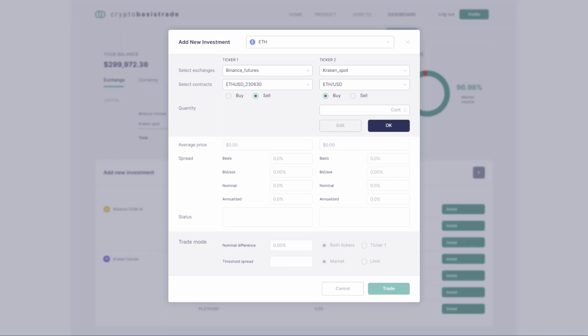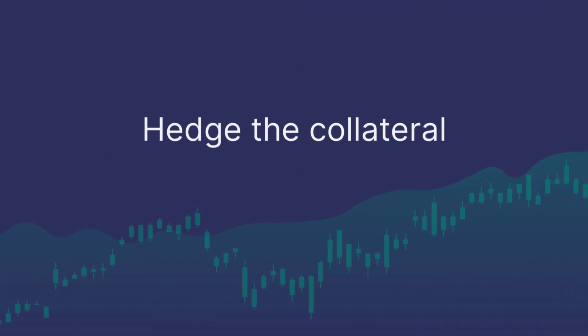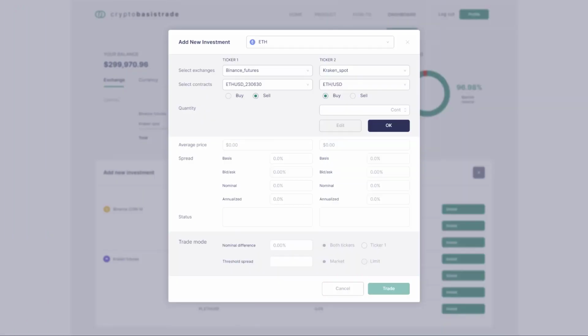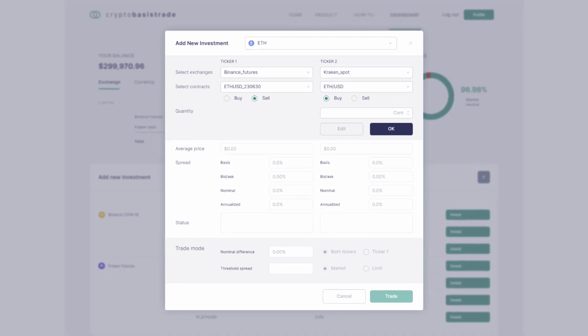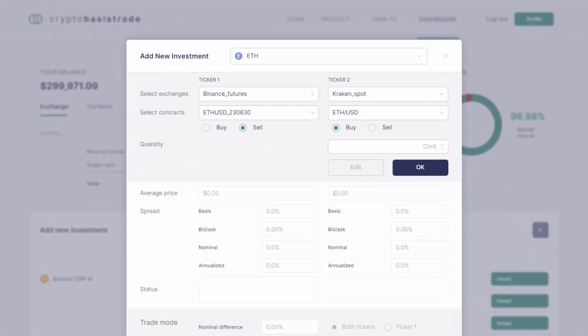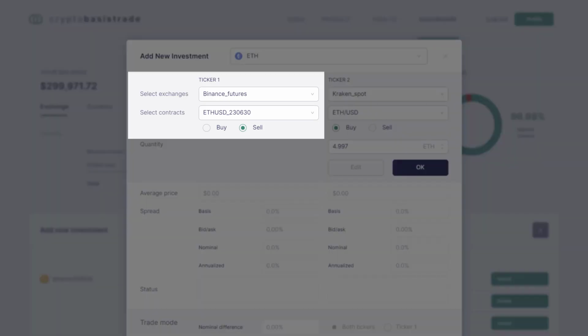Currently, we have about 5 Ether of collateral in Binance Coin Margin account unhedged. We will hedge these coins now. To hedge the coins, we need to sell the equivalent number of futures contracts. Since we know the exact amount of Ether to hedge, choose Ether and put the amount in the quantity field. We only need to sell futures contracts, so it's a one-leg transaction. Check Ticker 1 parameters and press OK.